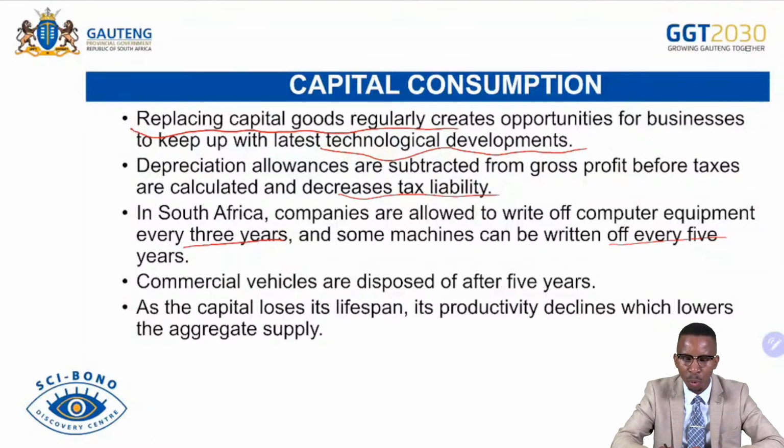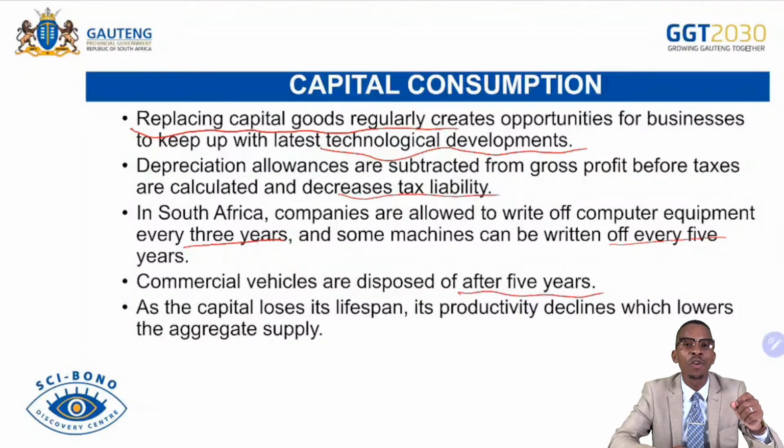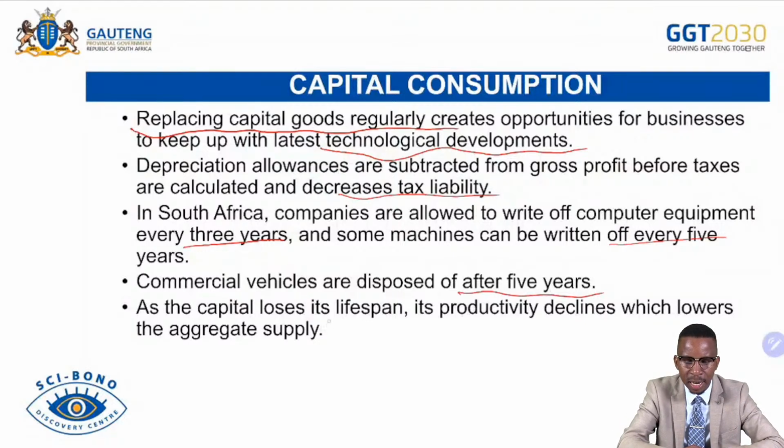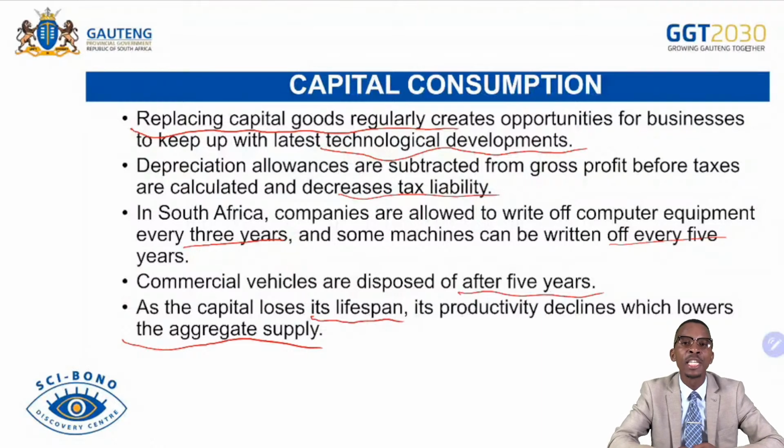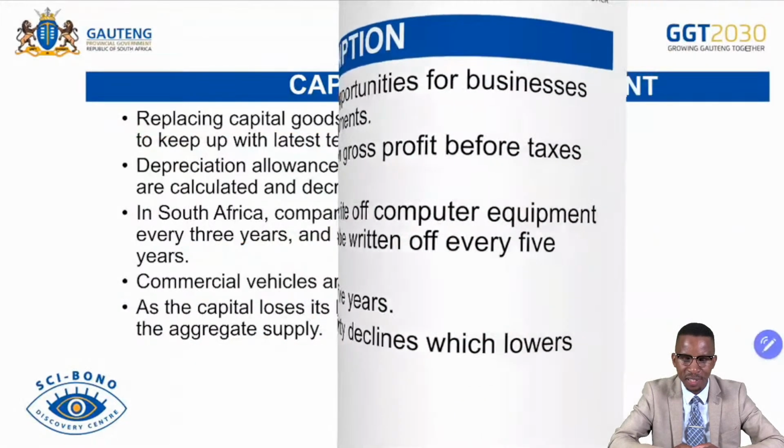Commercial vehicles are disposed of after 5 years. So if they are not disposed, that will be leading to businesses facing the lower level of productivity, and the supply will be decreasing. As the capital loses its lifespan, its productivity declines, which lowers aggregate supply. So we know that the capital is a wear and tear. If ever we produce more, it loses its lifespan and results in less productivity, which will be lowering the supply. That's why it must be replaced more regularly, so that it will always be producing more goods and services.